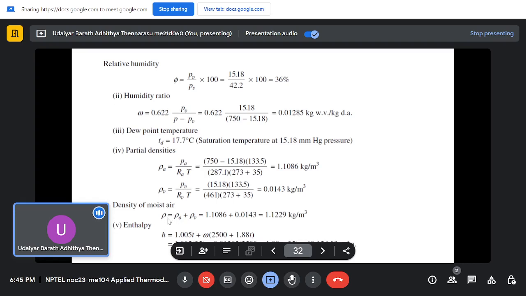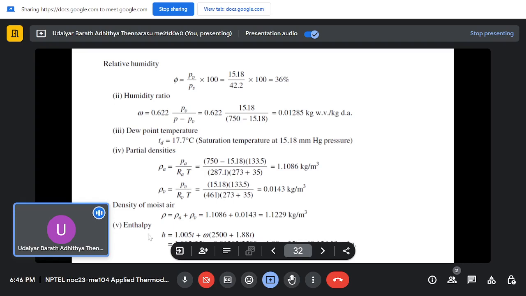Here, rho is rho A plus rho V, because the mass of the total mixture is m dot A plus m dot V, and your volume is constant. So for both air and water vapor, the volume is the same. So if you divide it by volume, you get m dot by V equals m dot A by V plus m dot V by V. So it will come out to be density rho equals rho A plus rho V.